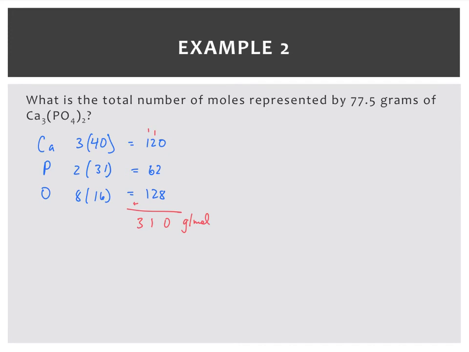So now we're looking for the number of moles, which equals our given sample, 77.5 grams, over 310 grams per mole. 77.5 divided by 310 should get us exactly 0.225 moles.